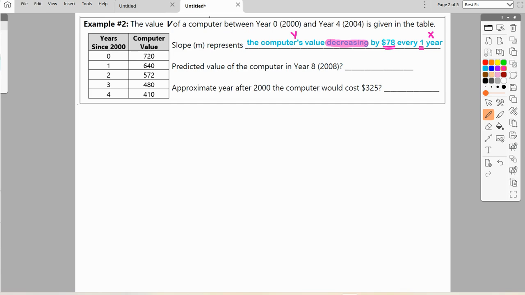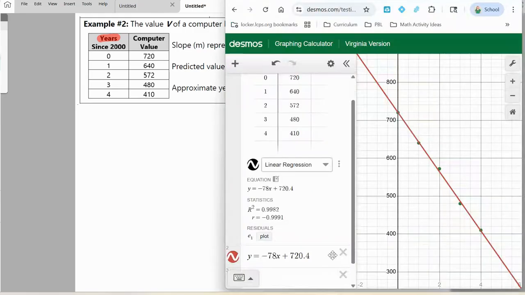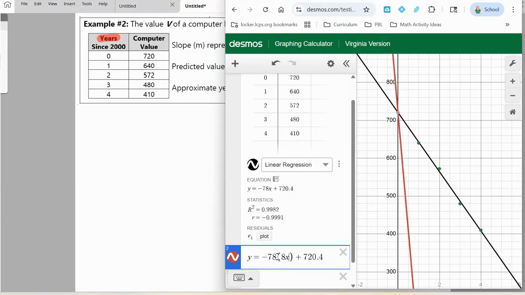Now we want to find the predicted value of the computer in year 8. Right away, I gotta know that means 2008, but I plug in 8. I just got to figure out, is that my X value or my Y value? And I go to my table. The year is labeled as the X value. So that's going to be plugging 8 in for X in my equation. So going to Desmos, I go ahead and delete out X and replace it with a parentheses 8. And I get my answer.